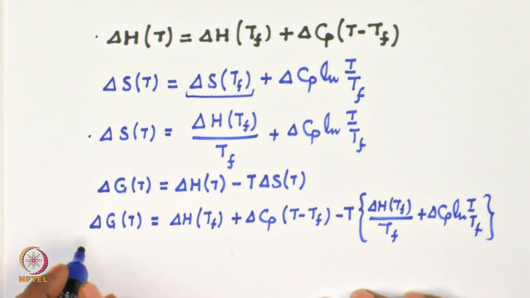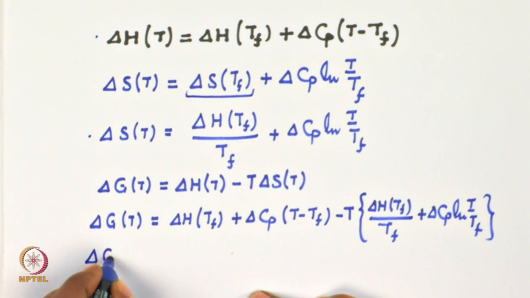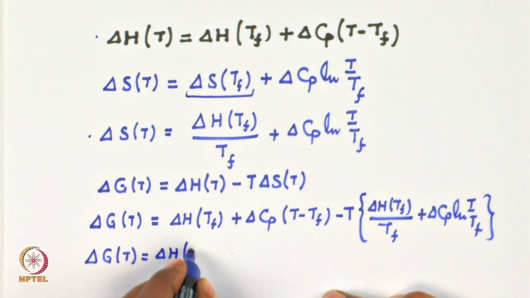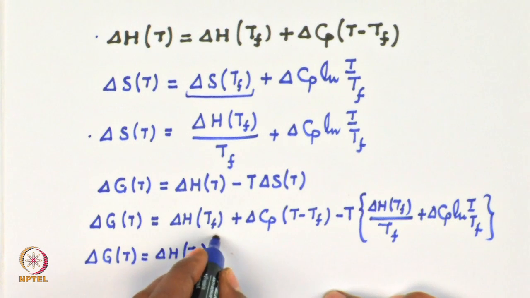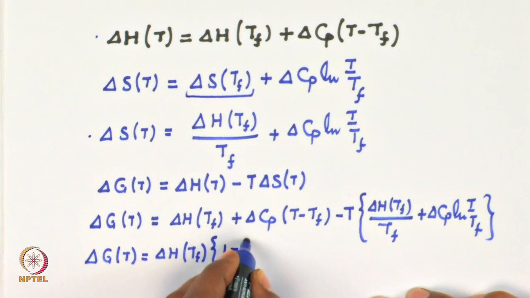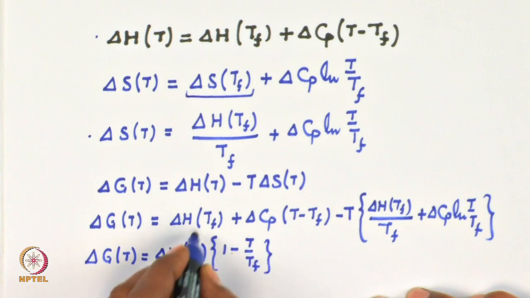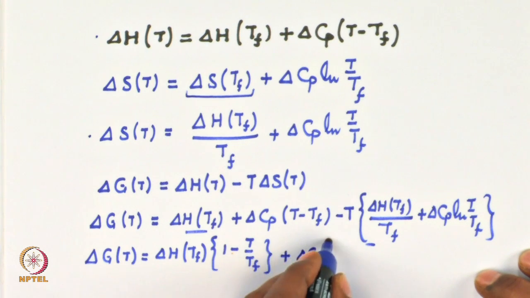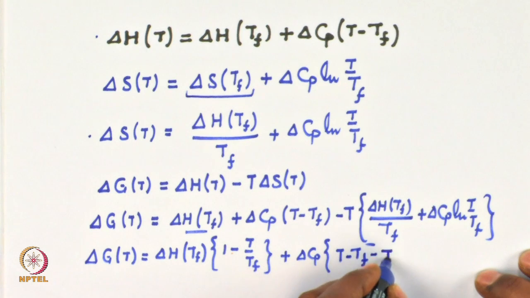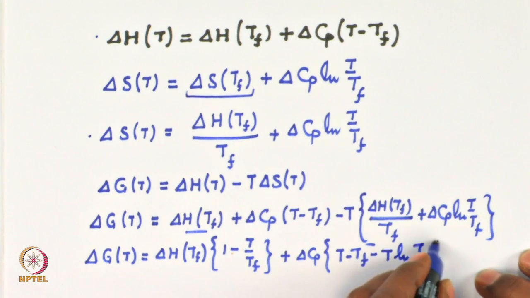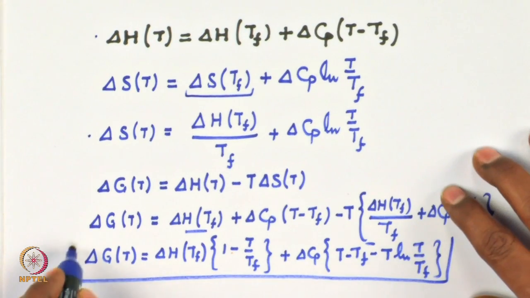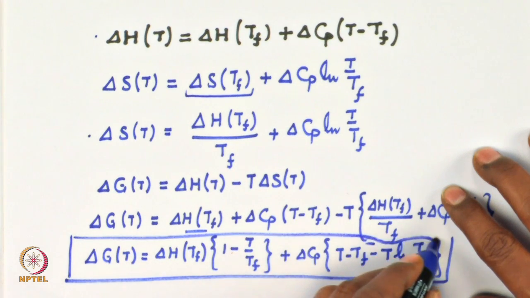And now if you further rewrite, delta G at any temperature T is equal to delta H at Tf, if I take it out as common, it is (1 minus T by Tf) from here and here, then plus delta Cp, let us take out common, it is (T minus Tf), minus T log T by Tf. This is the equation that can be used.